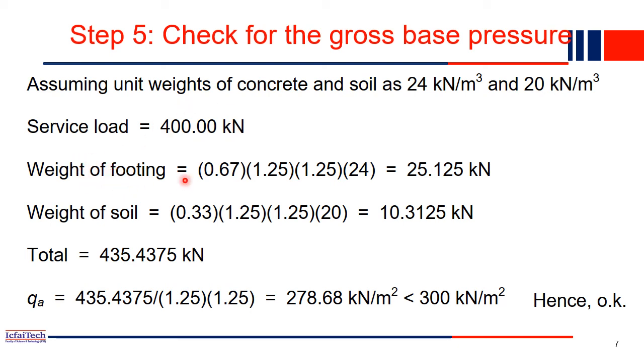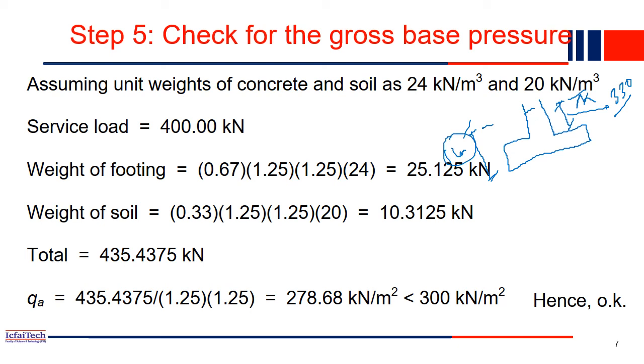So what is the weight of the footing? The total height is 0.67 into both the dimensions, right? 1250 is the dimension, multiplied by 24, the unit weight of the concrete, which gives the weight coming from the footing. Now similarly, the weight of the soil will also be there, at the top. If you see the second slide, this is our foundation, this is our footing, so the weight of the soil will be coming here. This height is 330 we considered, right? The total is 1 meter depth, the values are given to us. So 330 is the soil.